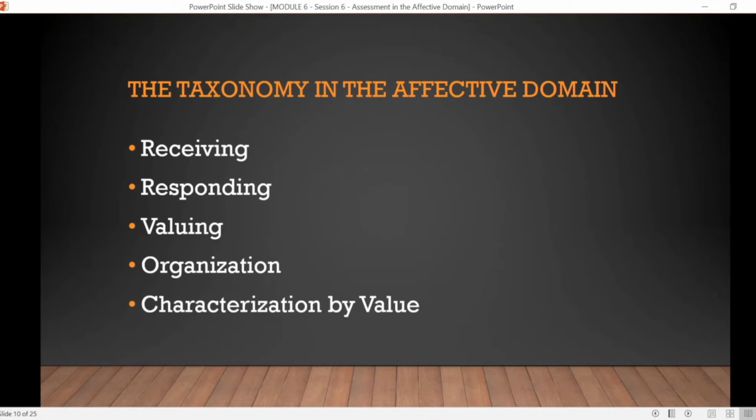Now, according to the taxonomy in the affective domain, we have the following levels. We have receiving, responding, valuing, organization, and characterization by value. So receiving is being aware or sensitive to the existence of certain ideas, material, or phenomena. Okay, and then you are willing to tolerate. Like for instance, you know it exists, then you receive it. It starts with awareness. Receiving is synonymous to the word awareness.